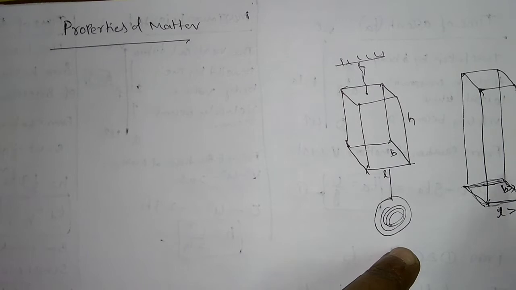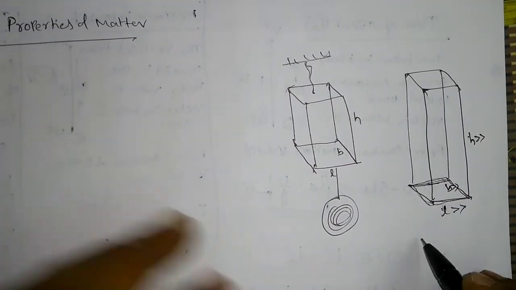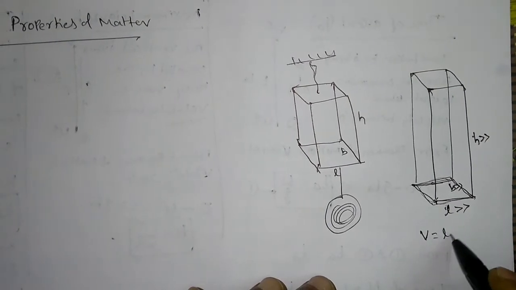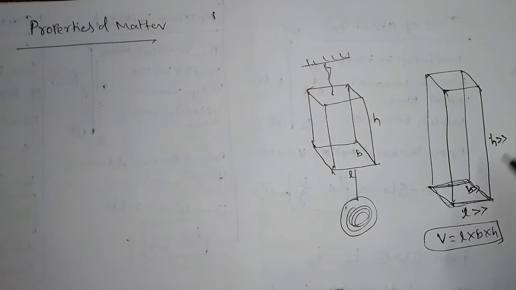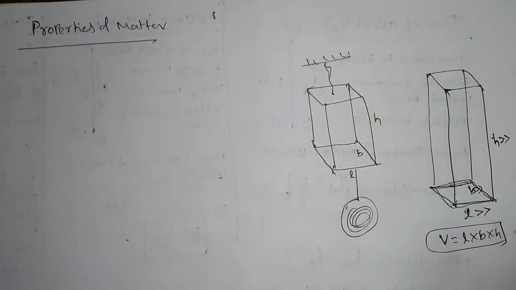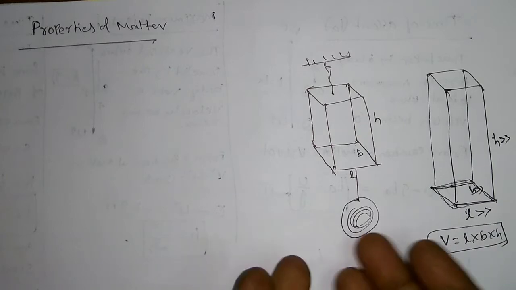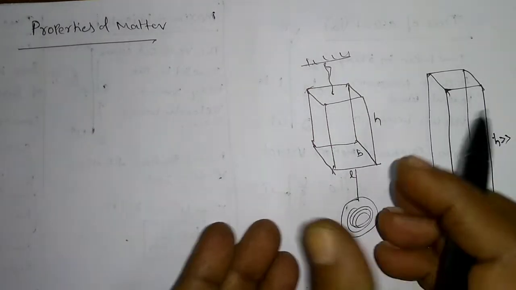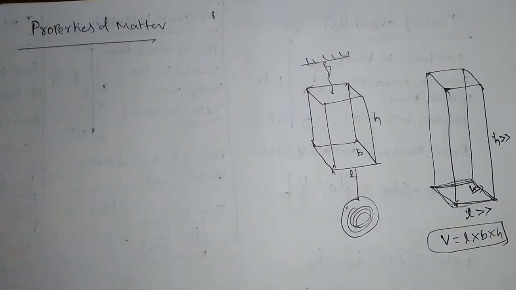Another is length into breadth into height, which indicates the volume. As you know, volume is equal to length into breadth into height, so the volume will be expanded. That means volume expansion. That means it will have three types of expansions: linear expansion, areal or shearing expansion, and volume expansion. That may be compression or expansion. In general, if weight is attached, automatically it will be expanded. We can say the volume will be expanded. Three types of expansions we can say.